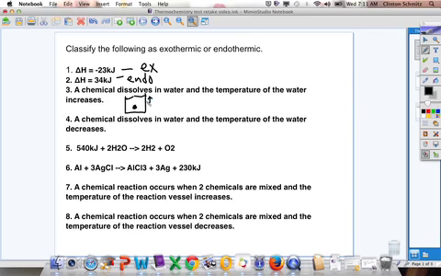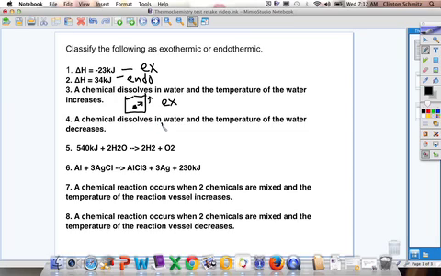Well, where is the heat coming from? The heat must be going out of the chemical and into the water. So if your reaction vessel or your water increases in temperature, that means that the heat must be exiting the chemical that you put in there, and so that would be classified as exothermic.